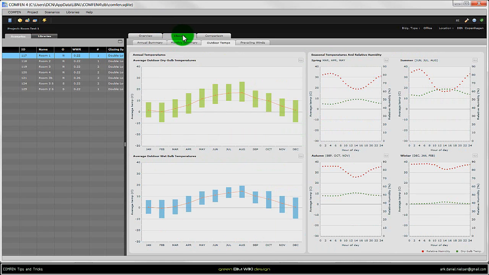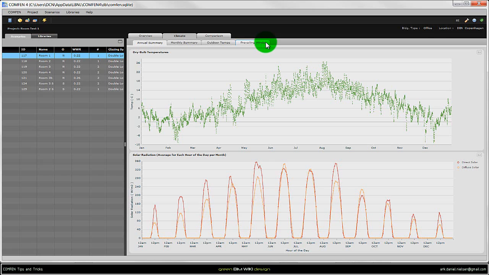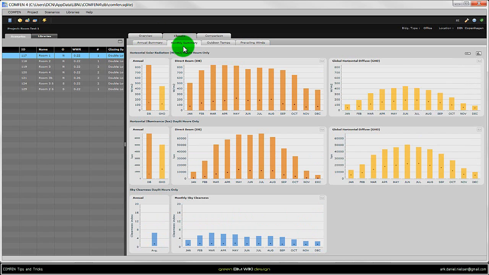Under the climate page we have 4 subpages, and the first one is the dry bulb temperatures, and that relates basically to the ambient air temperature and the solar radiation for this specific site. The monthly summaries go more into detail of the solar radiation. First the direct solar radiation and the diffuse, and of course there is more direct solar radiation than diffuse.